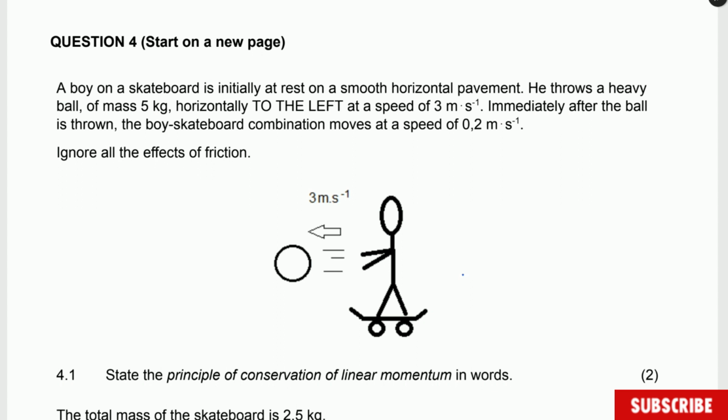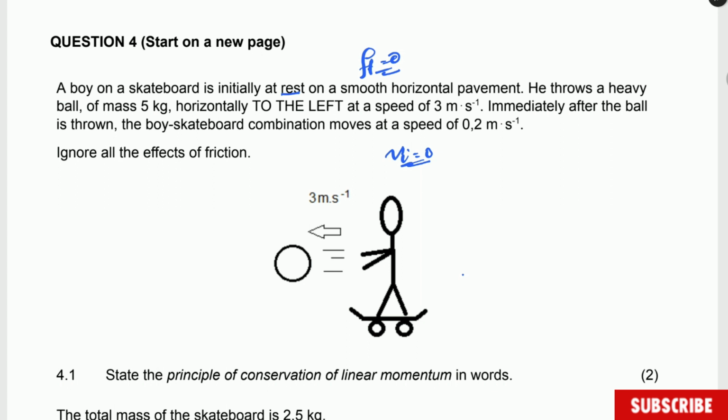The question says, a boy on a skateboard is initially at rest. It means that the initial velocity of this boy is equal to 0 meters per second. It's at rest on a smooth horizontal pavement, it means the frictional force is equal to 0.